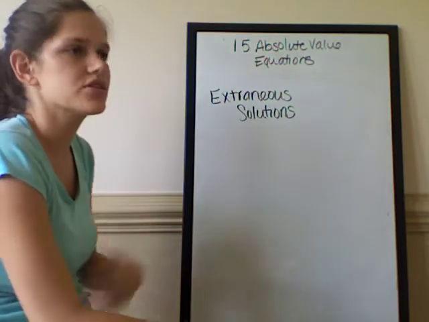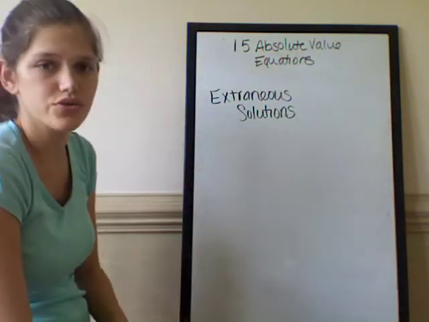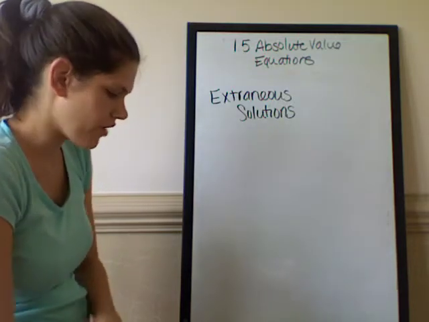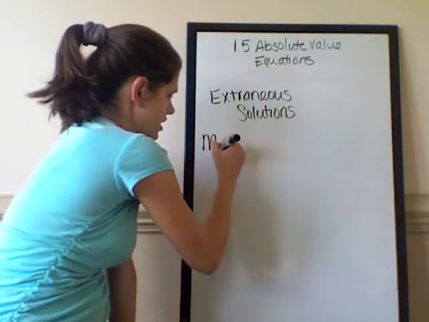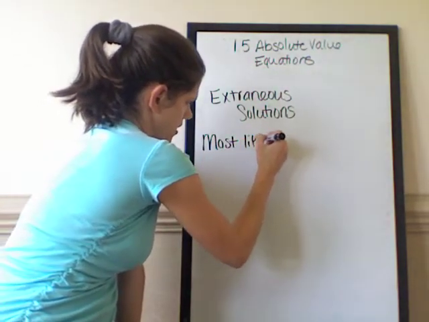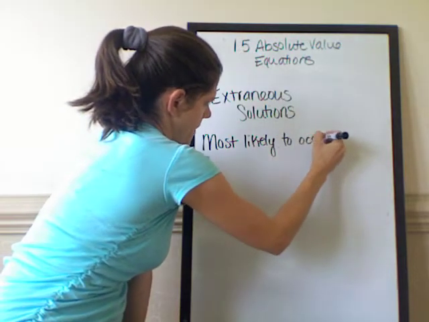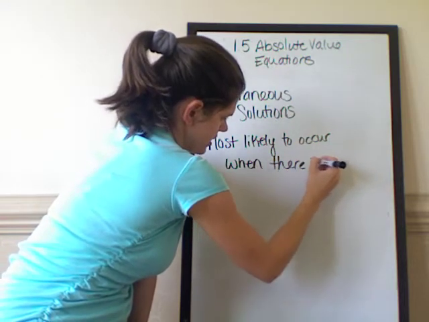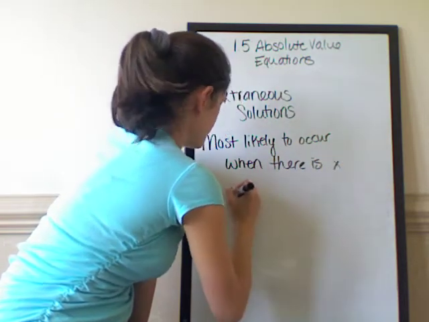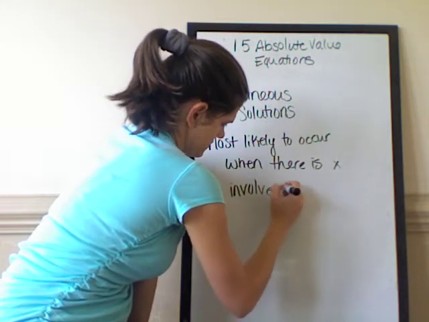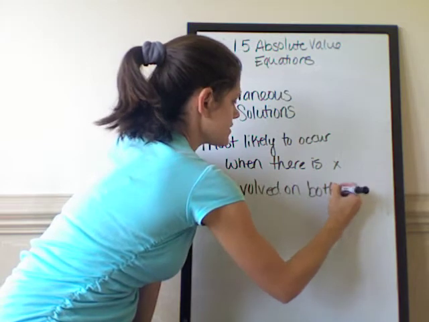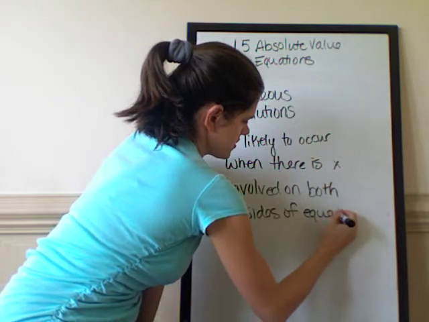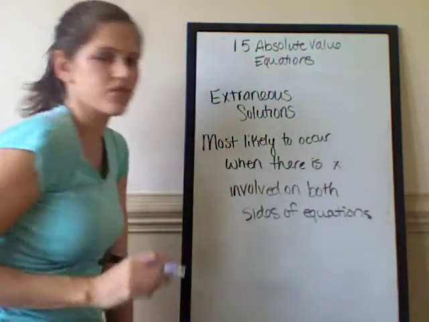Extraneous solutions are solutions that you'll come out with. So when you come out with two separate x equals, and when you plug them back in, one of them does not work. And this will most likely occur when there is x involved on both sides of equations. Okay, I'll give you a minute to copy that.